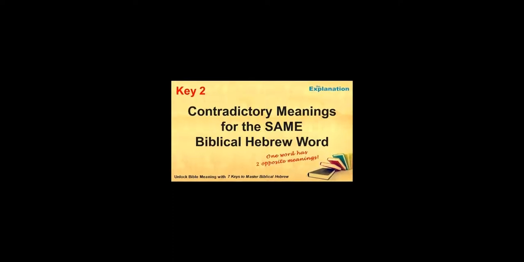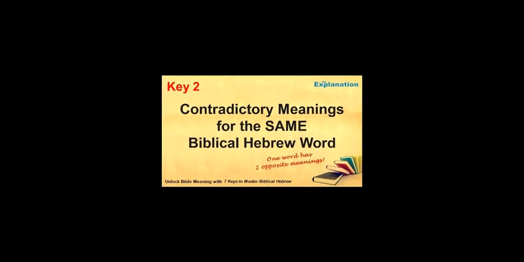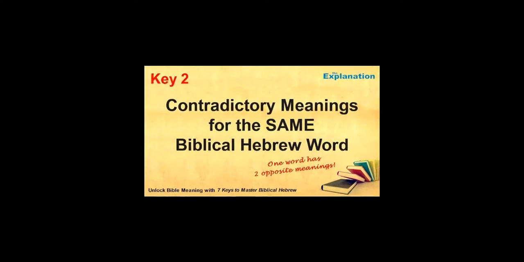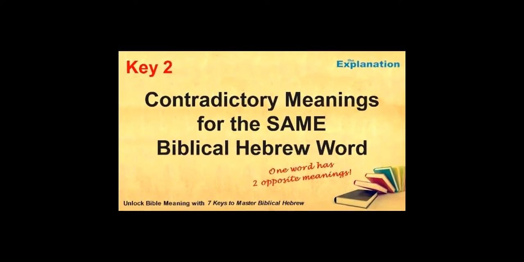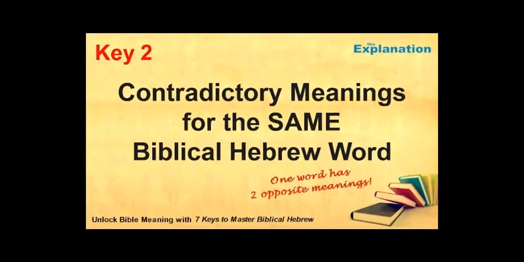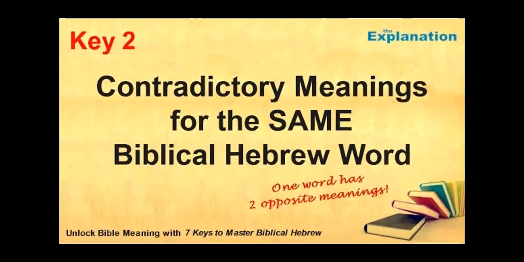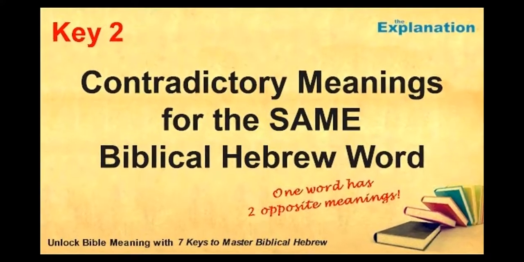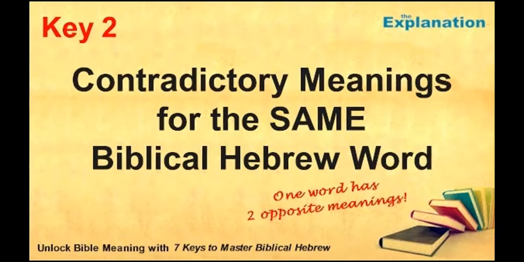How can God curse and bless? Why does God wipe out nations to give His nation their land and homes? Key 2 unlocks Bible meaning to help you resolve such dilemmas.